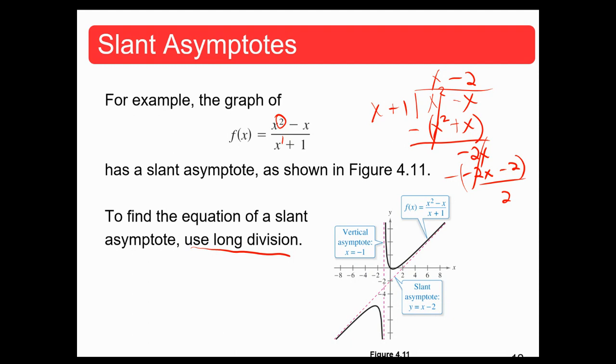Now, in this situation, the remainder means nothing. What I really need to look at is this, x minus 2. That is the equation of my slant. It has a slope of 1 and a y-intercept of negative 2. So this is where they graphed this slant.